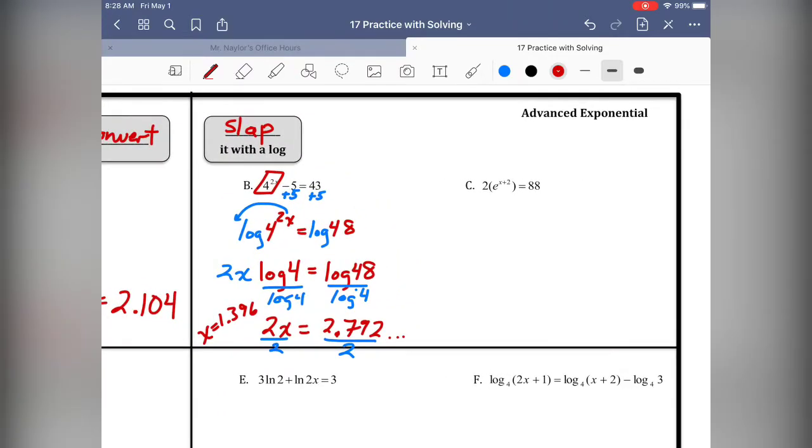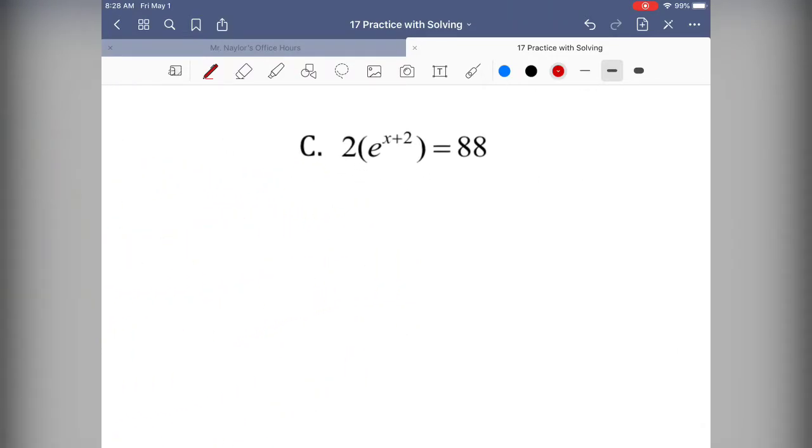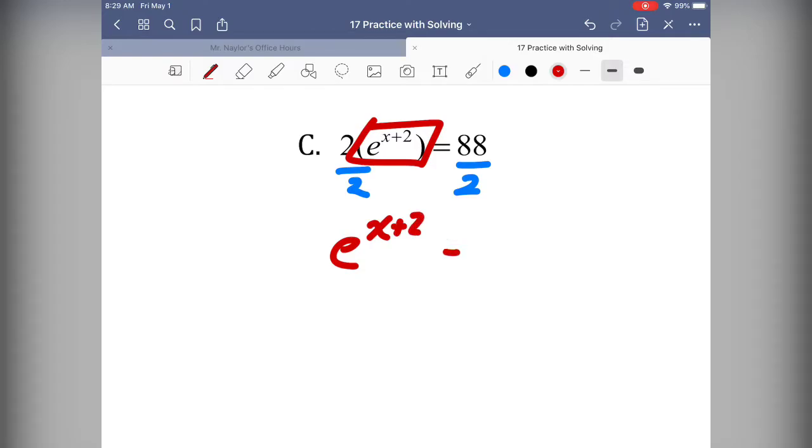Now, if x is in the exponent, but you see e, yes, you're going to slap it with a log, but it's going to be a natural log. And before you get too carried away even doing that, you still need to isolate. And so doing a little step in the beginning here, again, the initial step of just isolating, divide by 2, we get 44. But as I said, if you see e, you're going to slap both sides with a natural log.